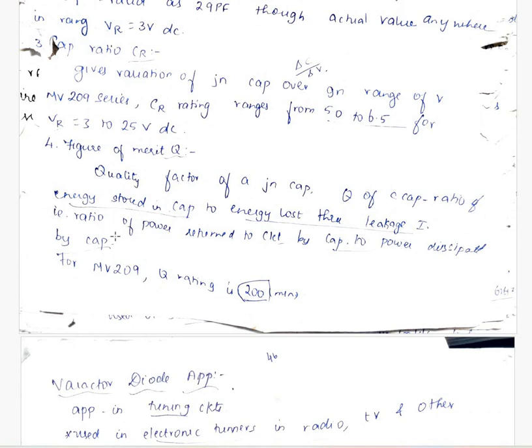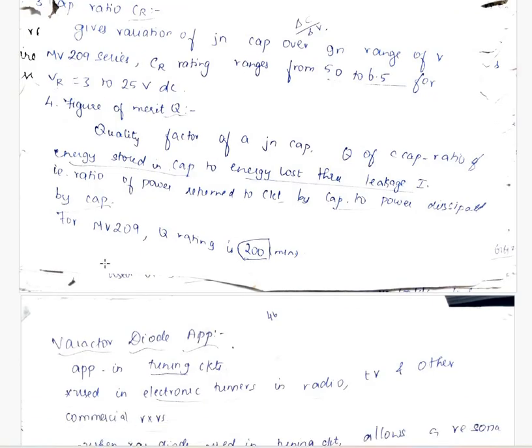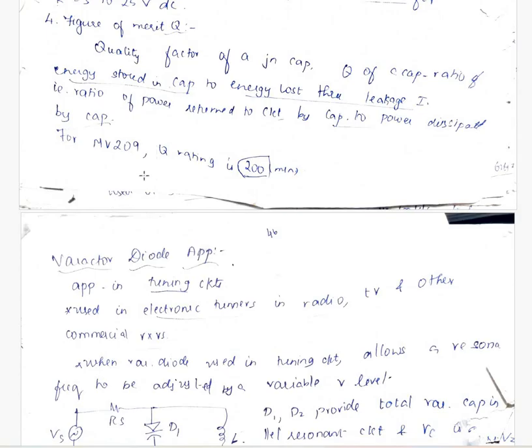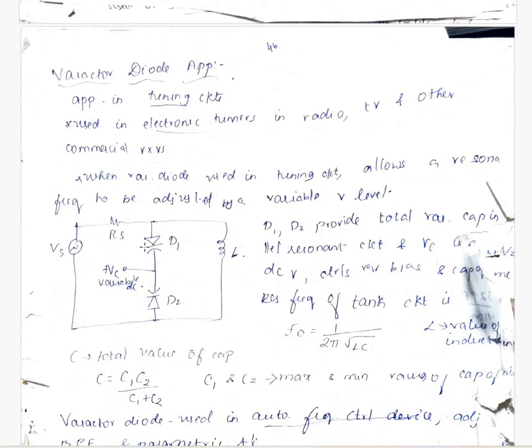Figure of merit is the quality factor of the capacitance. It's the ratio of energy stored in the capacitance to energy lost through leakage current. It's the ratio of power returned to the circuit by the capacitor to the power dissipated by the capacitor. For the MV209, the Q rating is 200. Next are the Varactor diode applications.